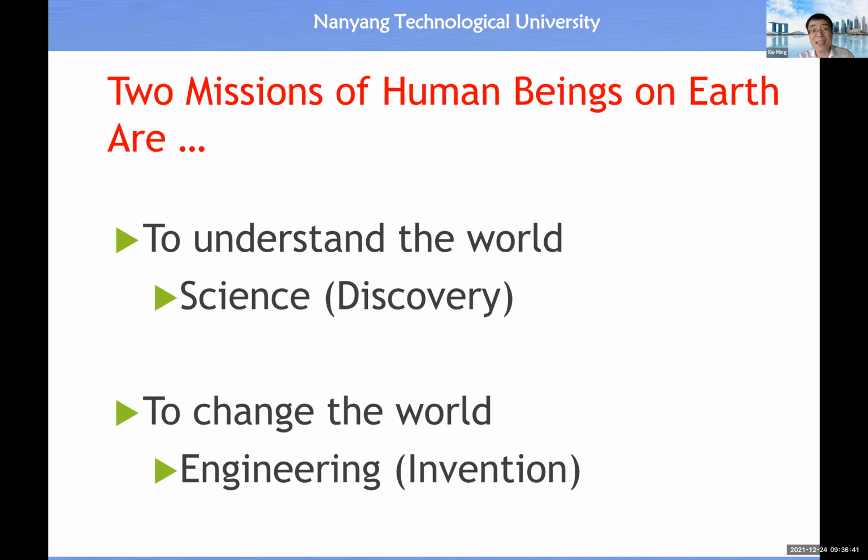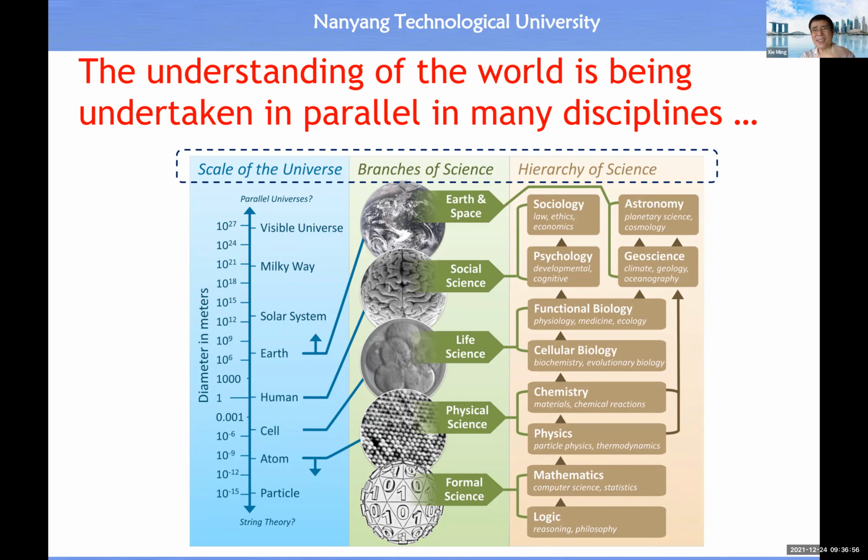For both mental activities, you will see the presence of a sensor will help us to understand the world and help us to change the world, right? So it's very important, all right? In human society, the discovery of knowledge or understanding of the world is undertaken in parallel by many scientific disciplines. So we group them into different science branches, science or engineering branches. Then we have a hierarchy of science and a hierarchy of engineering disciplines, etc.